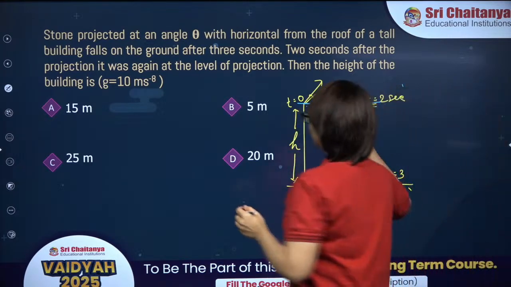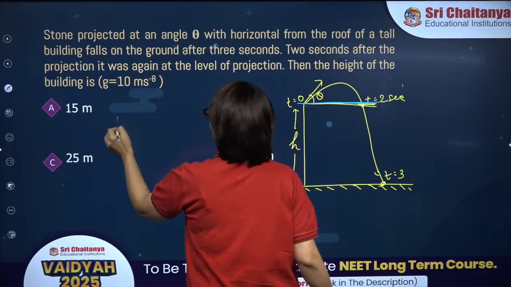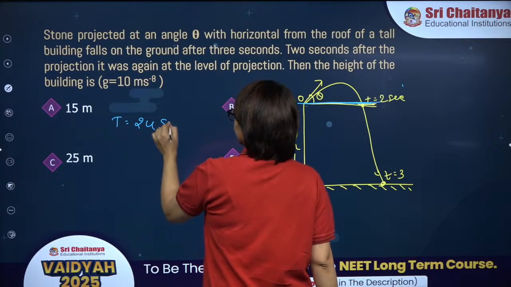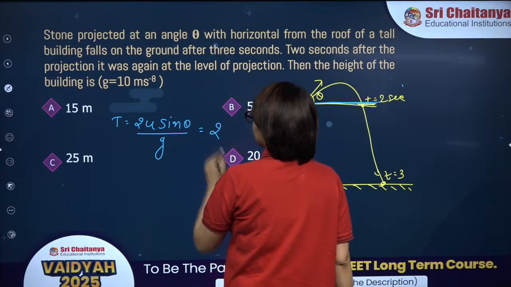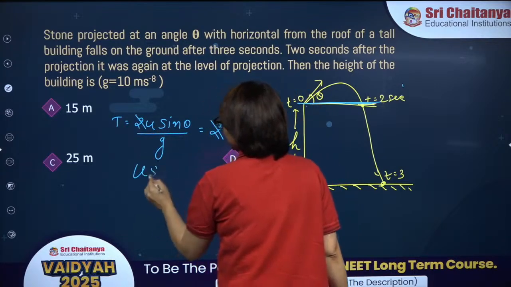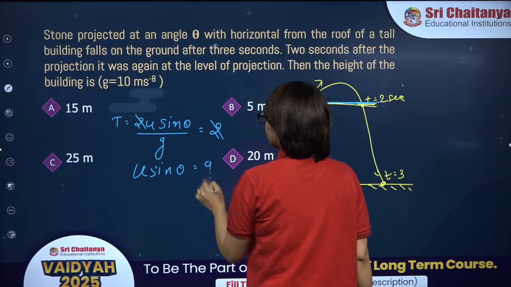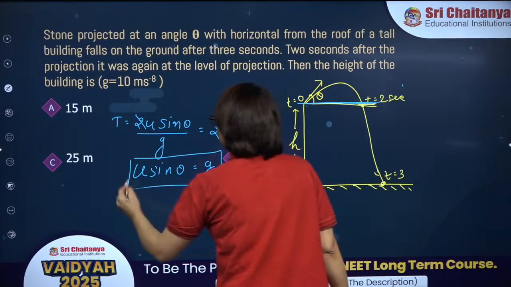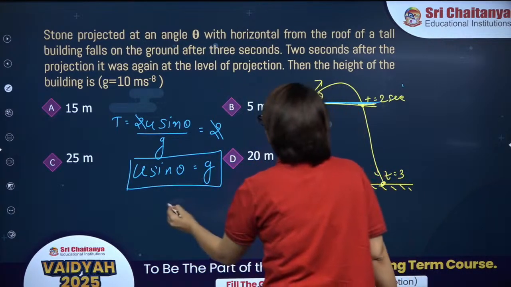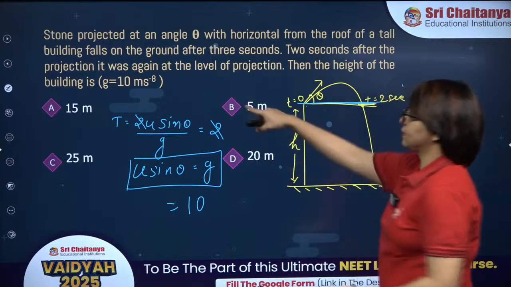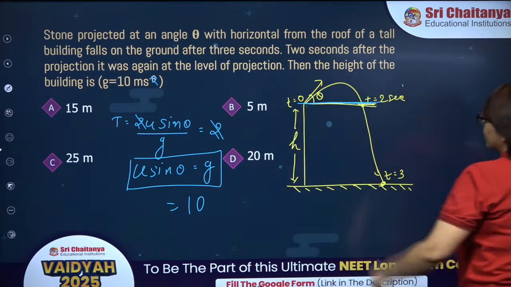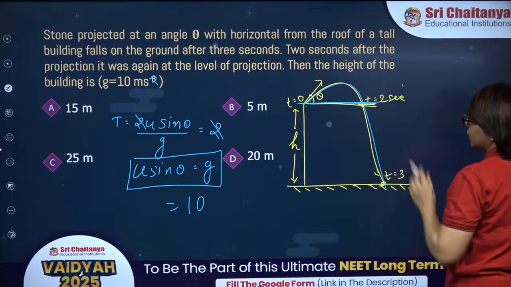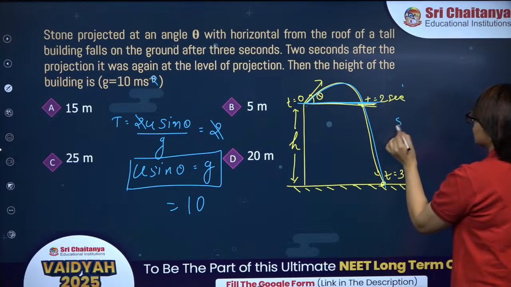So, for this ground to ground projection, what is the time of flight? 2u sin theta by g, and it should be 2 seconds. 2 cancels. So basically u sin theta is equal to g. Right, so we have u sin theta component with us, which is equal to 10 because g is mentioned as 10.